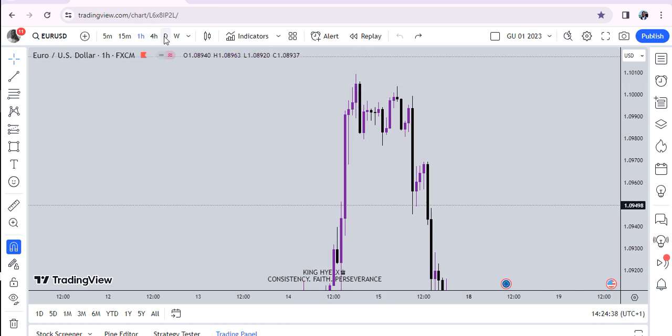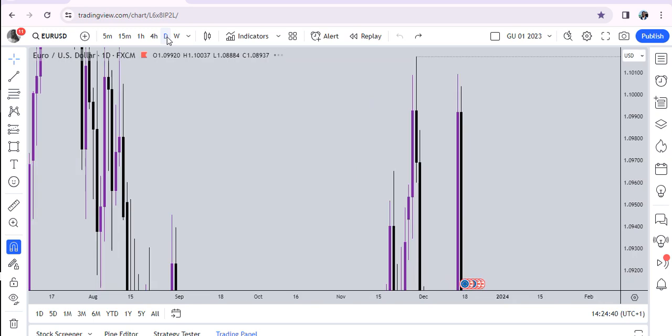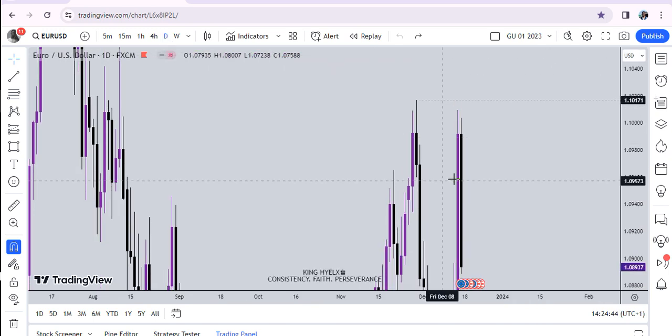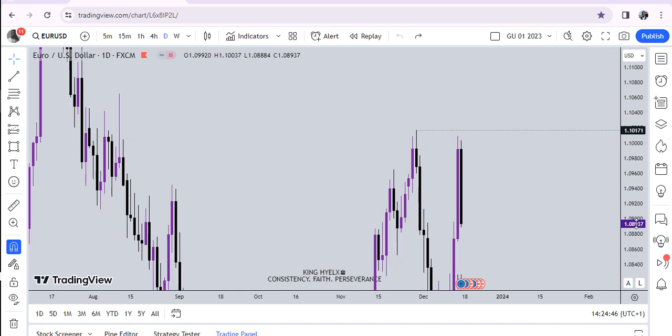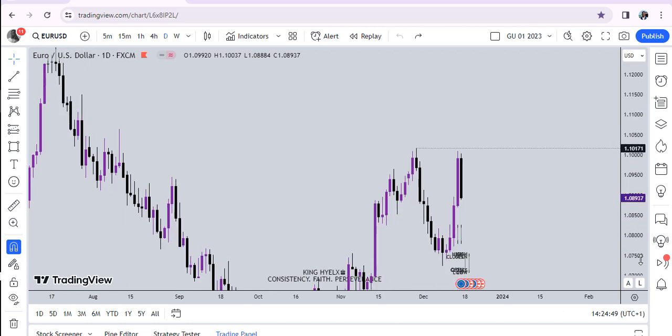If I move to the daily time frame, then each candle is 24 hours. It's 1 day. So this is what? December 14th. This is what? December 15th. So that's what it means. The time frame you're on indicates the duration of that single candle.